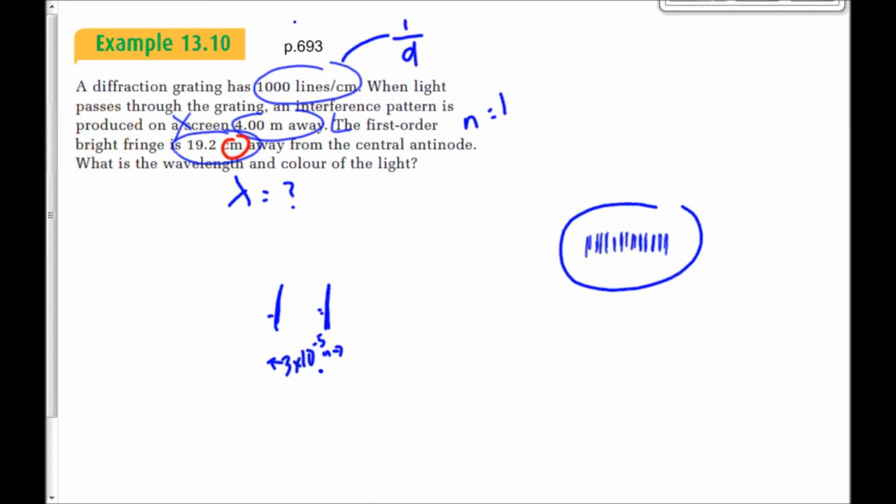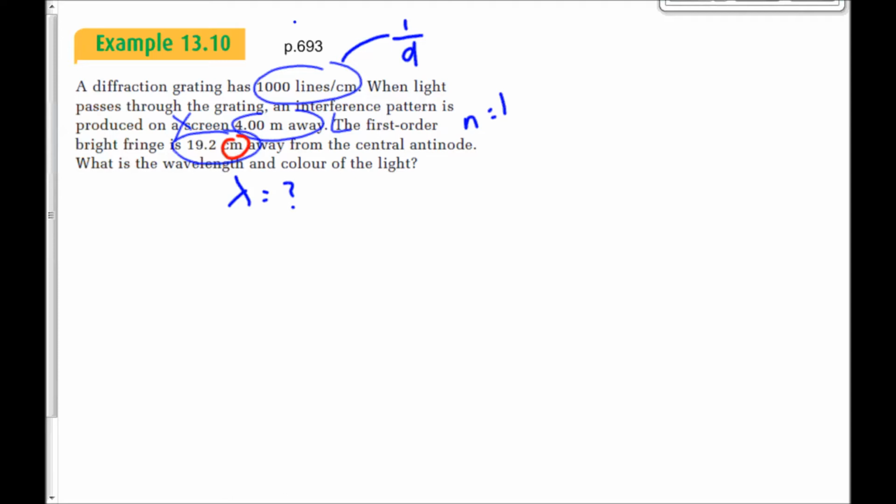So if you ever see a diffraction grating with this many lines per meter or this many lines per centimeter, it's not D, it's 1 over D. Well, that makes it easier. We don't have to work very hard now because we just got to get D. If we've got 1 over D, how are we going to get D? What are we going to do?